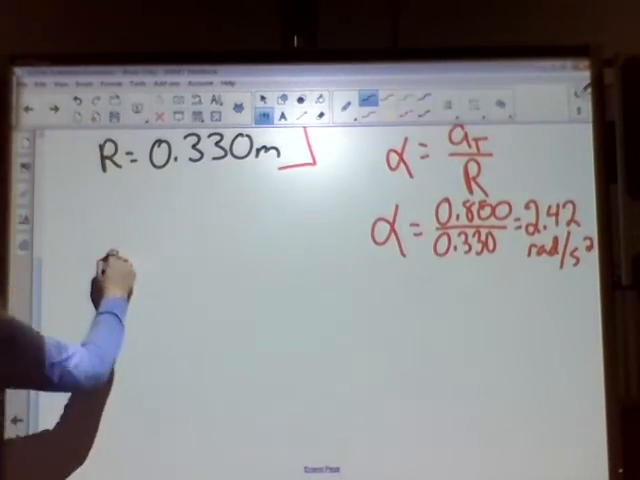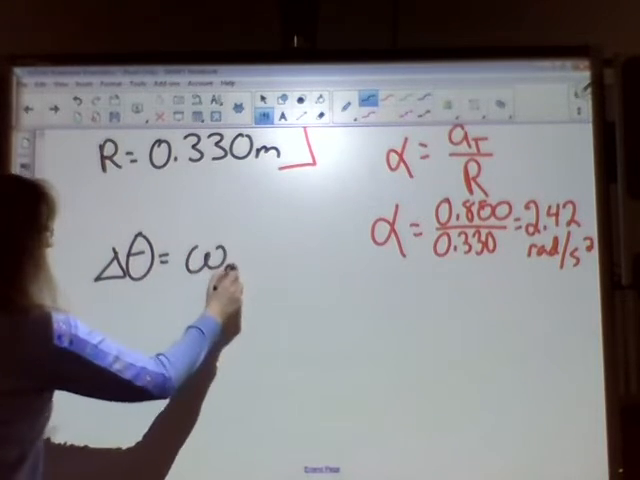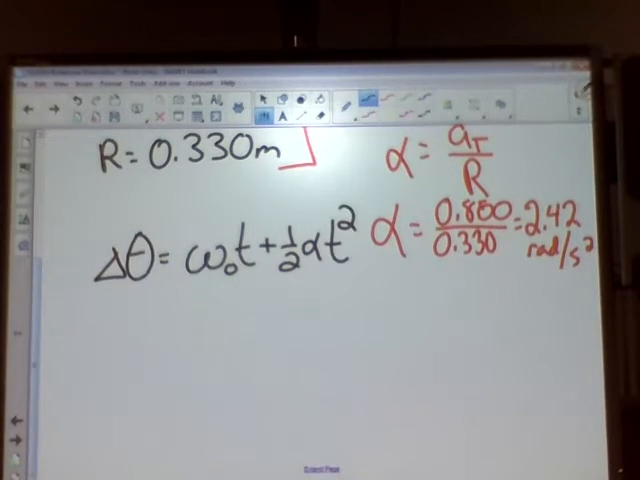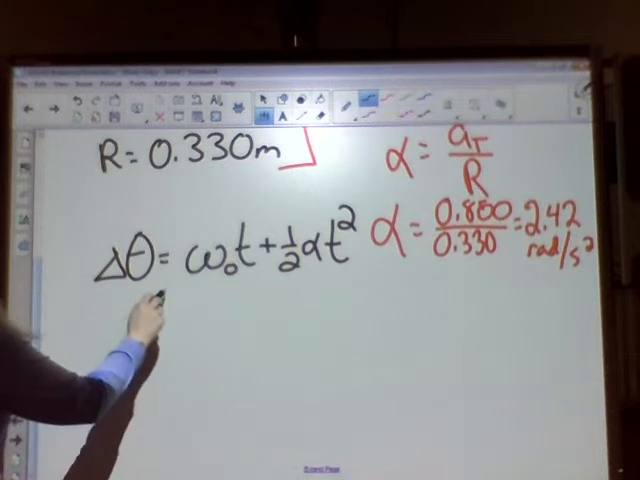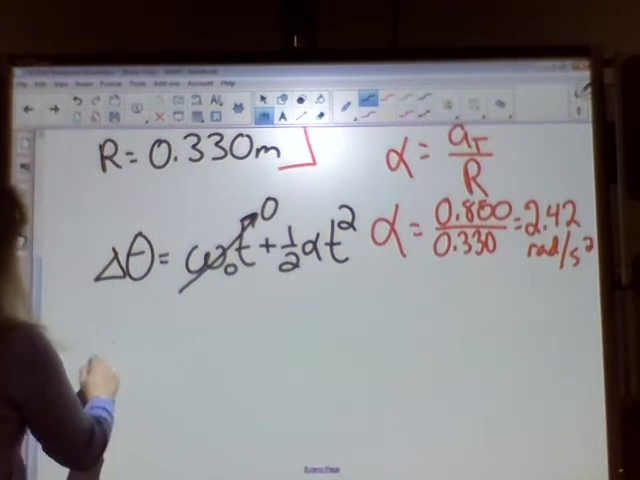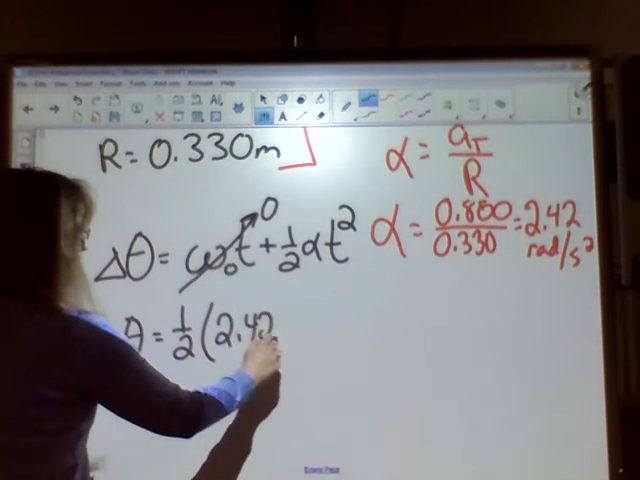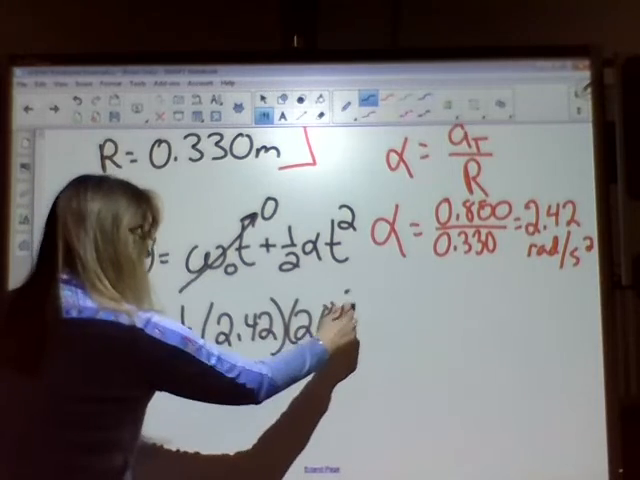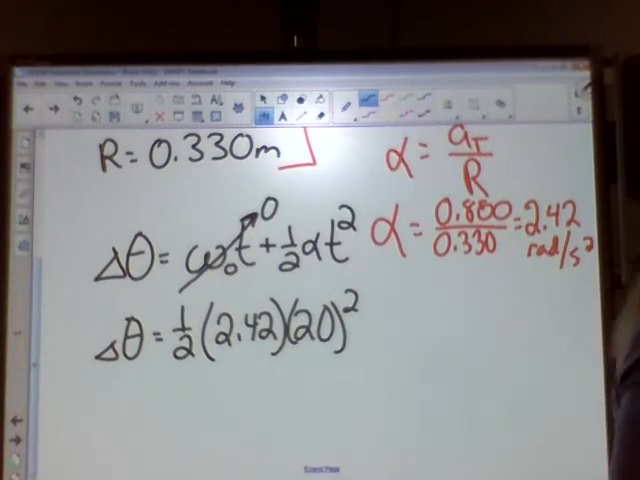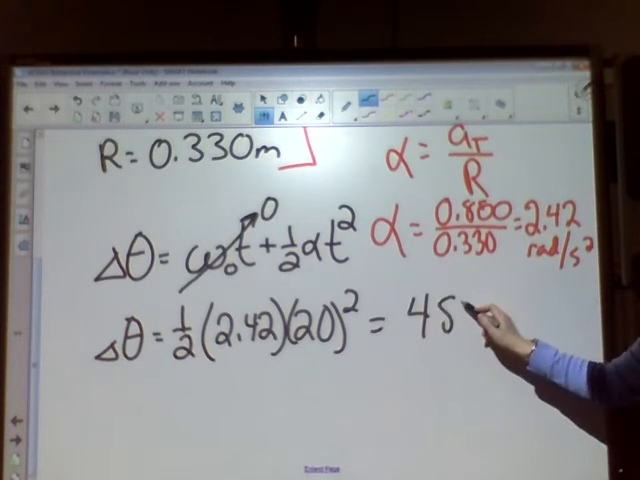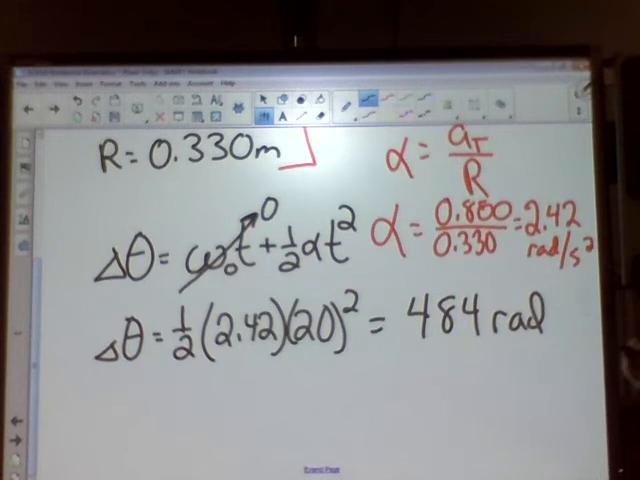We're going to select the equation for delta theta. In this case, since omega naught is 0, this term goes away. And now we can just simply substitute in our values. That will allow us to then find the angle that it rotates through, 484 radians.